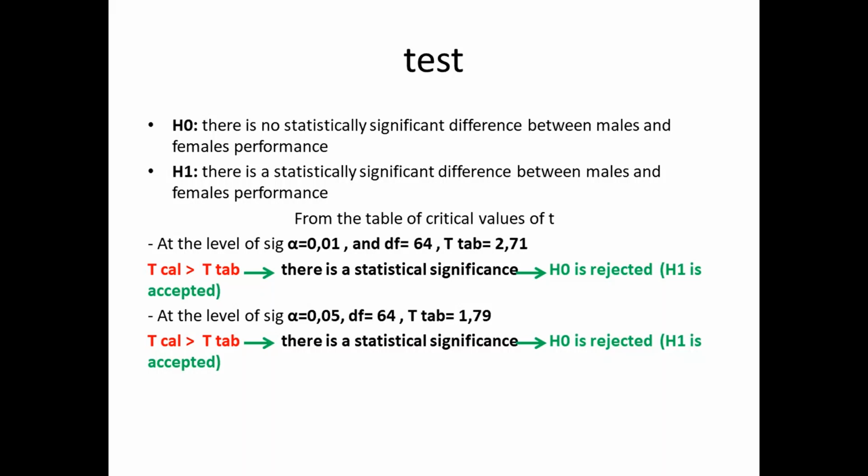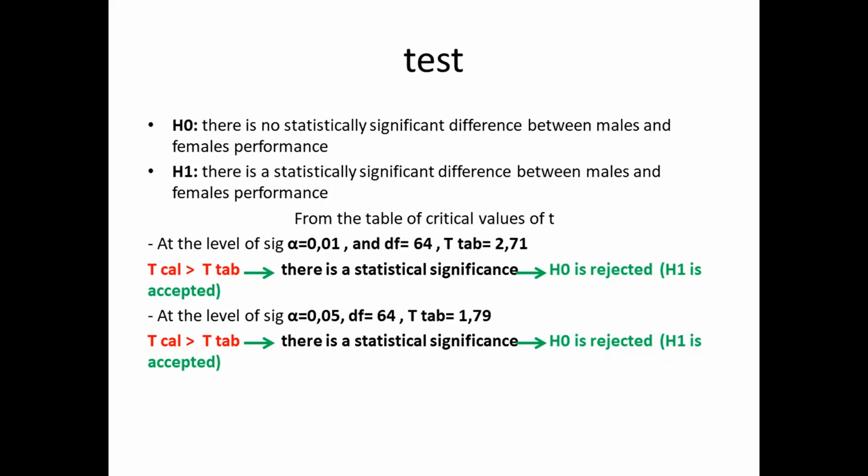And then we can say here that there is a statistical significance. So the condition is, if t calculated is more than the t tabulated, there is a statistical significance. As I said earlier, if there is a statistical significance, it means that H0 is rejected and H1 is accepted. At alpha 0.05, degree of freedom 64, the t tabulated was found to be 1.79. The t calculated again is more than the t tabulated. There is a statistical significance, and H0 is rejected and automatically H1 is accepted.